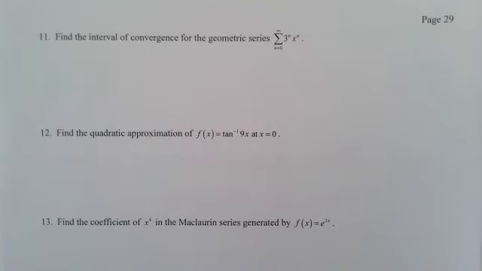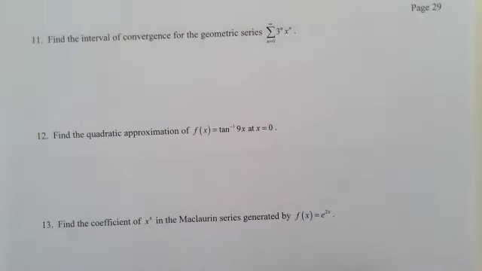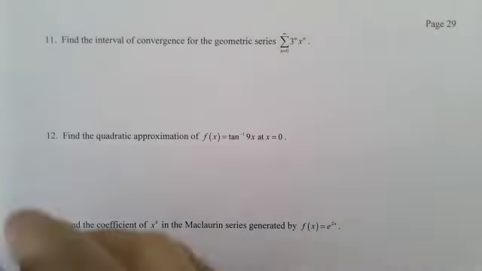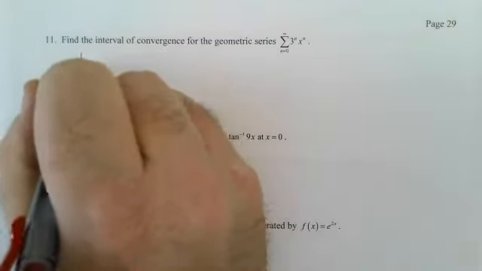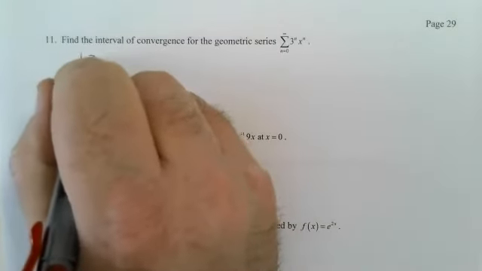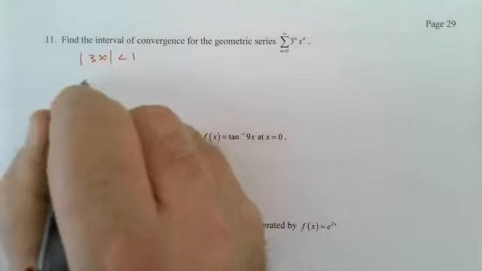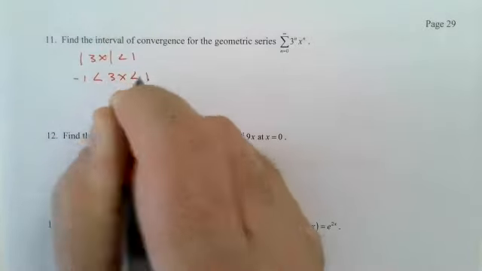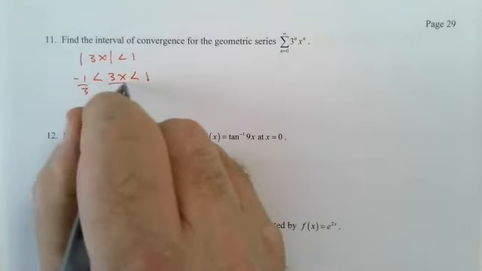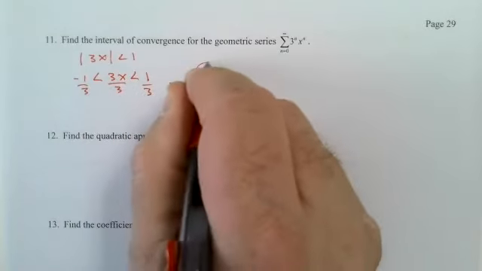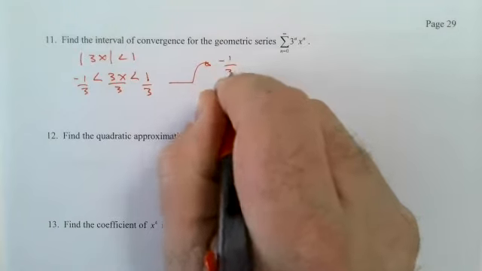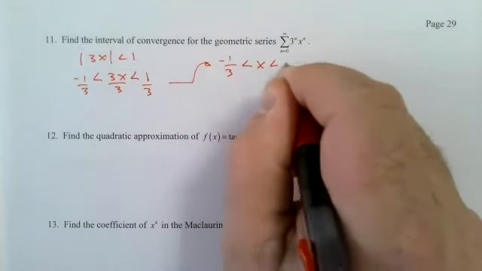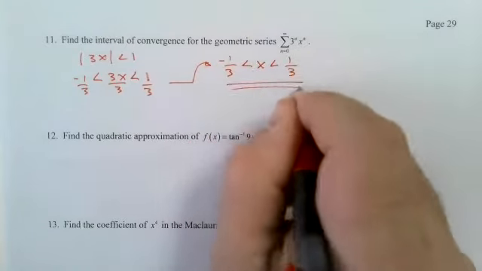Find the interval of convergence of the geometric series. Same thing, it's the exact same problem. Multiplying by a 3x every time, it's going to be less than 1. Negative 1 is less than 3x, less than 1. Divide by 3, divide by 3, divide by 3. Negative 1/3 less than x less than 1/3.